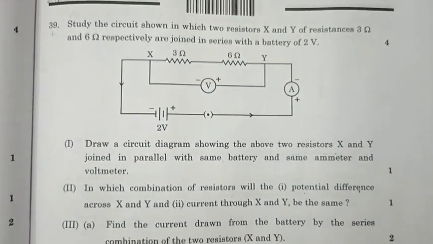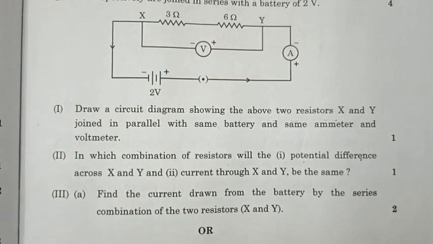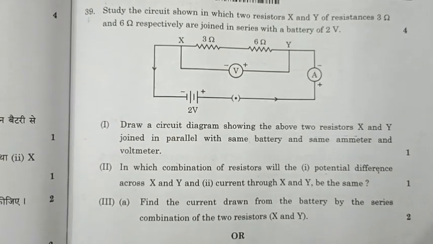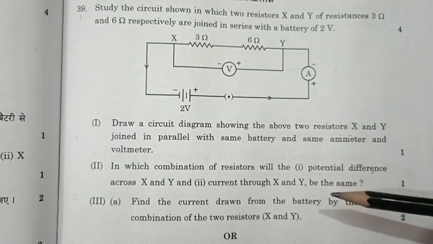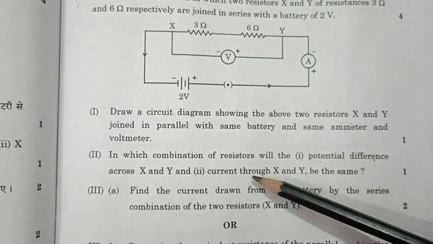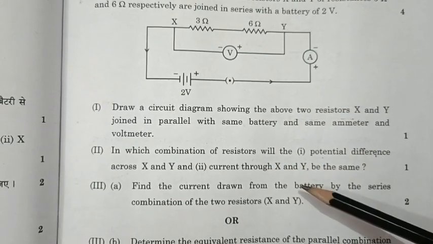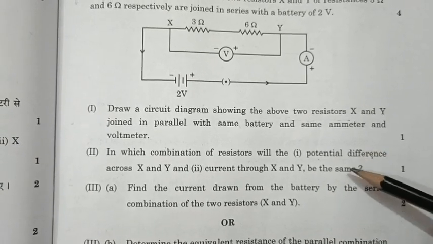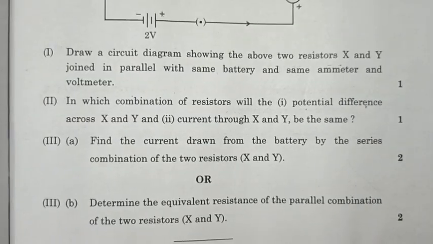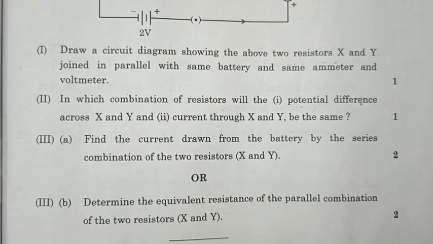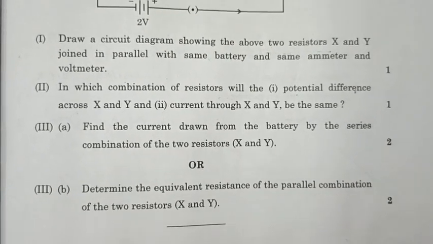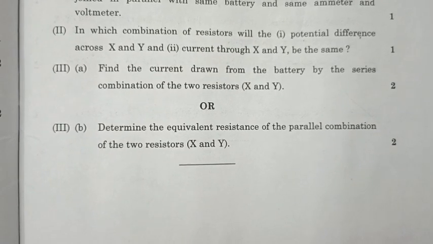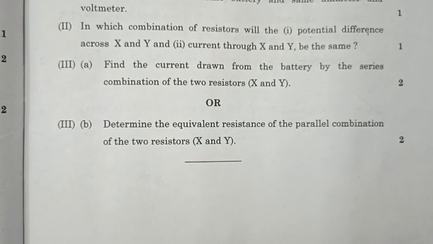Let's discuss 39. So just combine the X and Y resistors in parallel and the voltmeter with this combination in parallel. In the second question, in which combination of resistors will the potential difference across X and Y and current through X and Y be the same? In parallel, potential difference remains the same, and current remains the same in the series combination. Find the current drawn and determine the equivalent resistance. So by applying the formula, you can all get the answers.